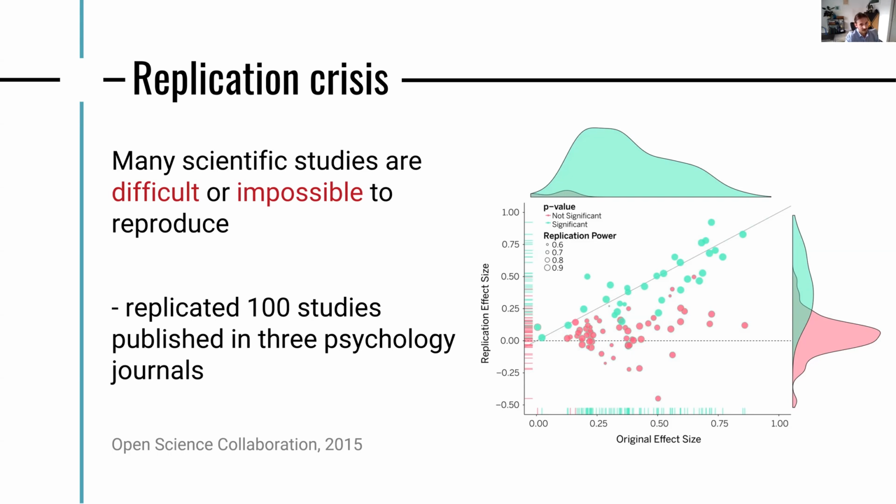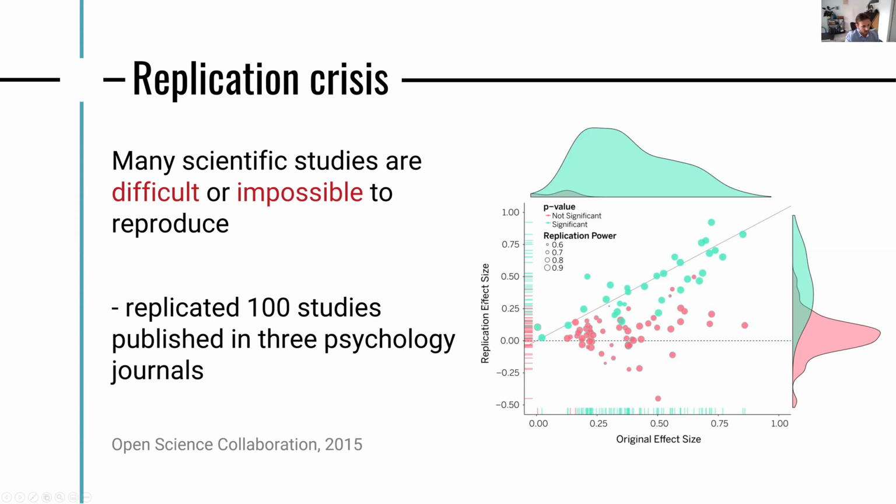And so the Open Science Collaboration that you can see here ran experiments in which they replicated 100 studies which were published in 3 psychology journals. And what they saw is that some experiments, you see here in green, could be reproduced. But what you can see as well is that at least 50% of the studies that were replicated could not be reproduced.